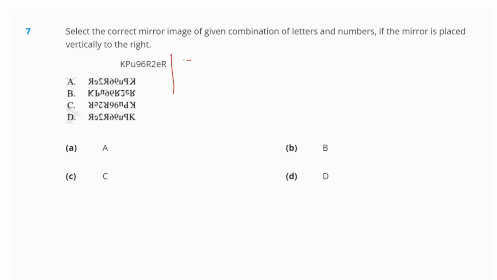So let's make R, E, 2, R, 6, 9, U, P, K. So the correct image will be this, and the answer that we'll be getting is A. Because your K is wrong, your R is wrong, and here this is wrong. K is wrong. Moving on to the next question.